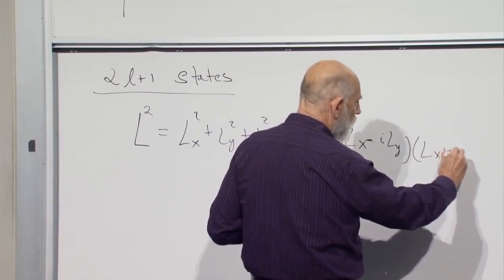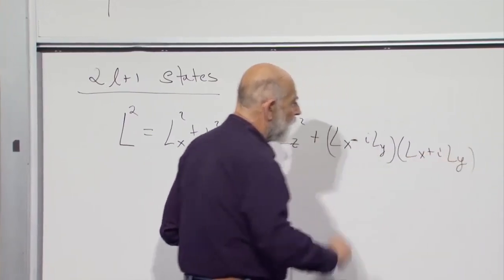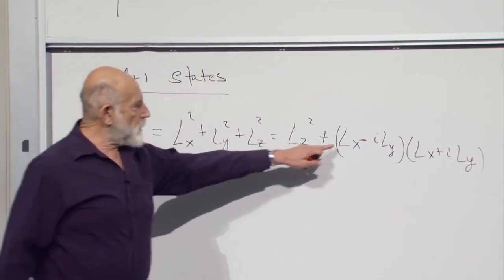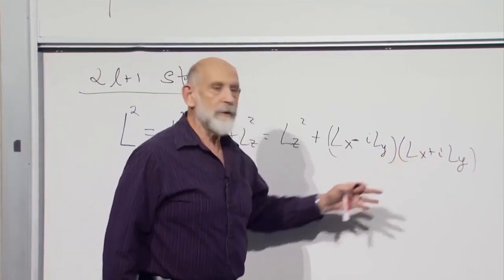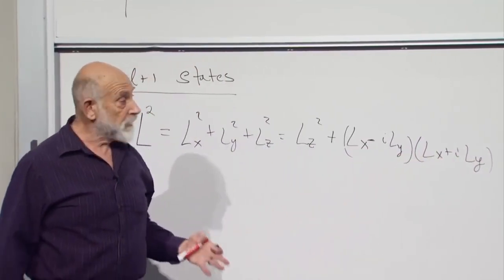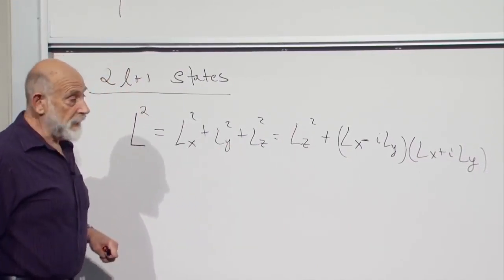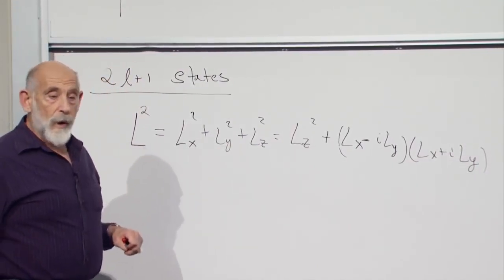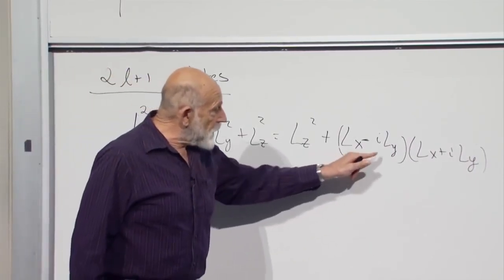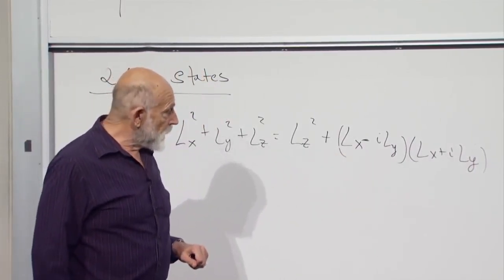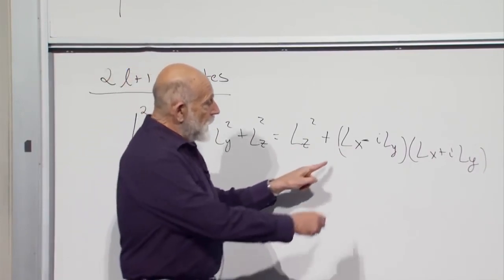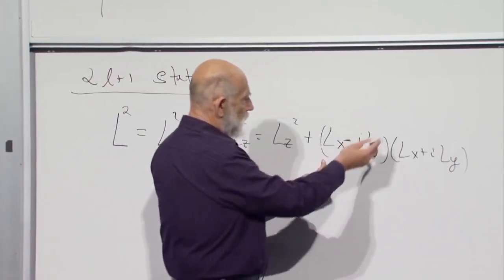Times Lx plus ILy. This is Lx squared plus Ly squared, and the cross term is 0 classically. So this is a correct equation classically. It's not quite right quantum mechanically, and the reason is that Lx and Ly don't commute. We actually have an extra term here.